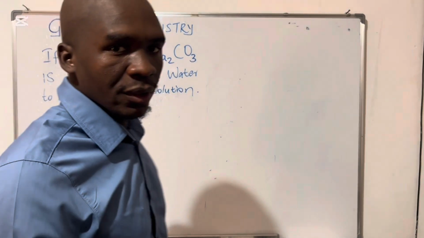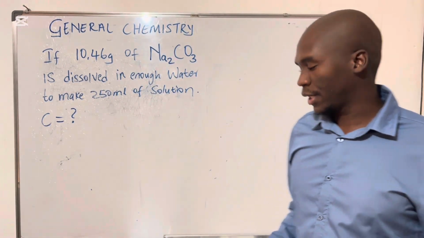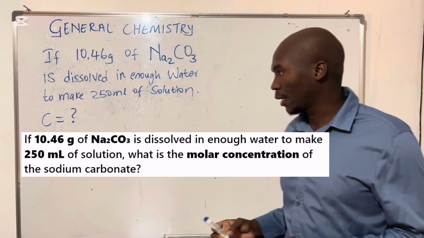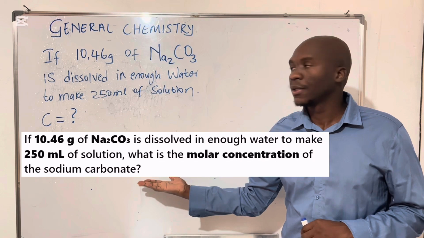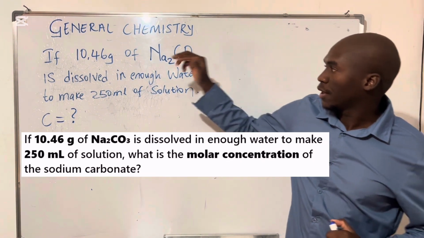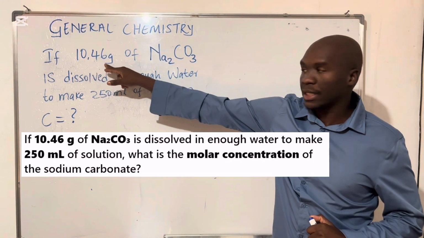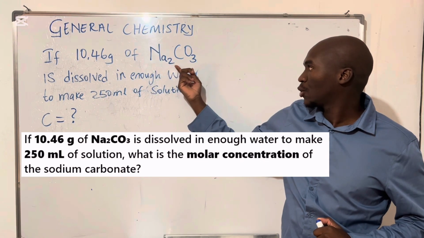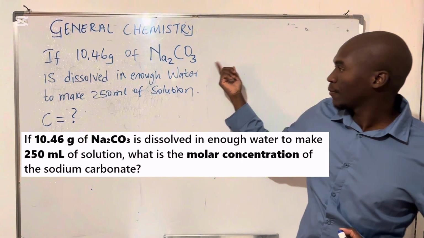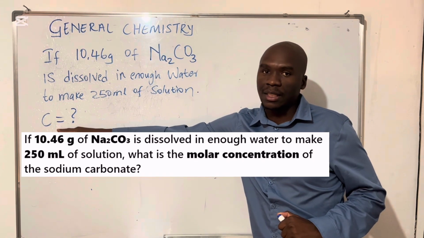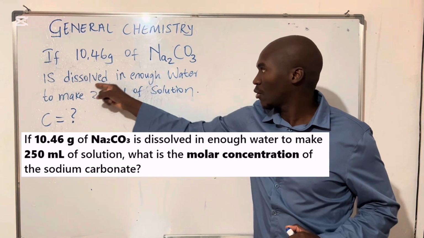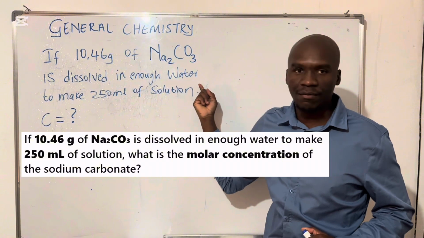So in this video we are going to solve this problem. This is the problem that we have. We are given 10.46 gram of Na₂CO₃. Then the question says we must find the concentration. That is when they dissolve this amount in enough water.